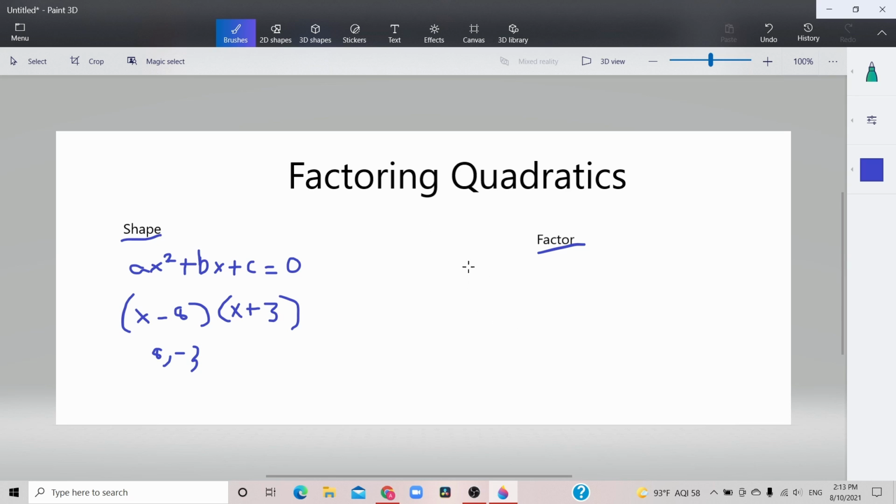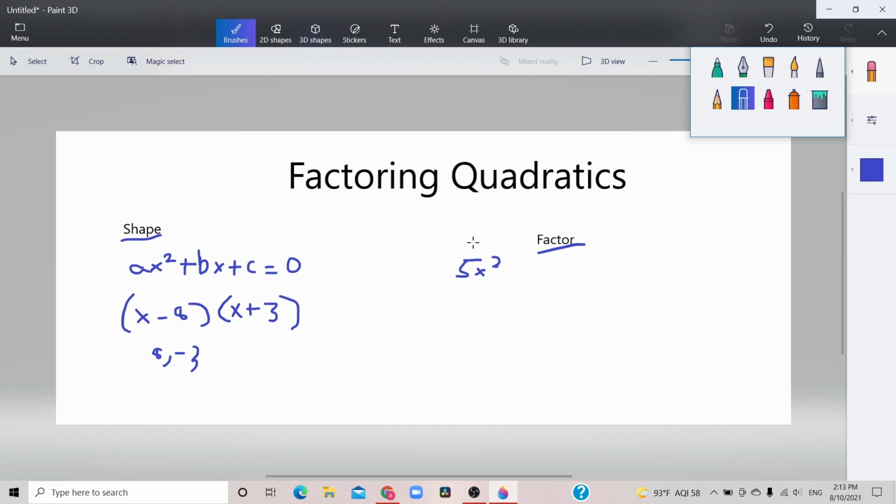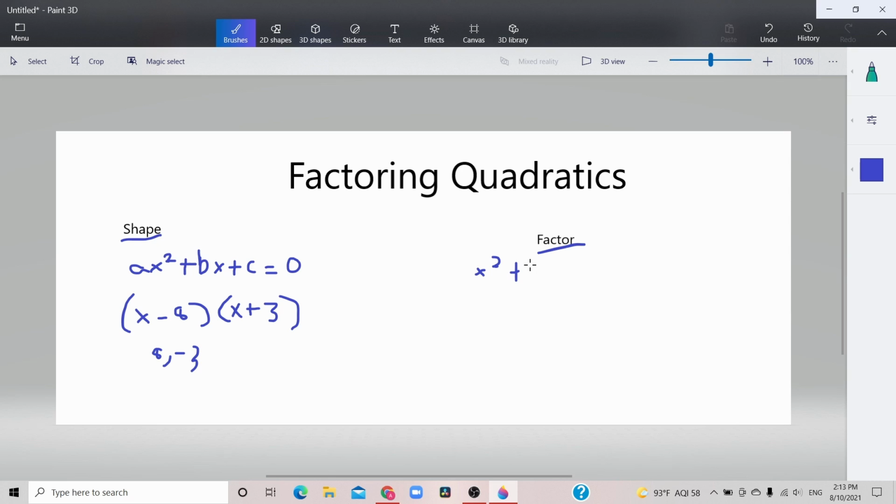Let's say we have an equation 5x squared, or you know what, let's just keep it as x squared so it's not too complicated. So x squared plus 4x plus 4. How do we factor this?